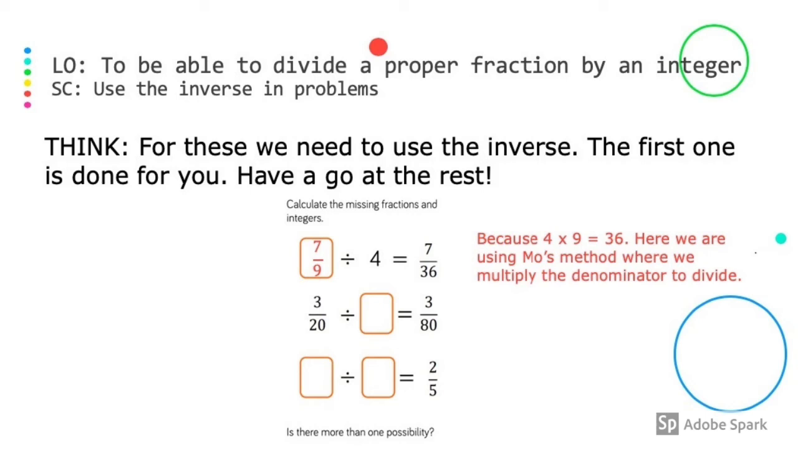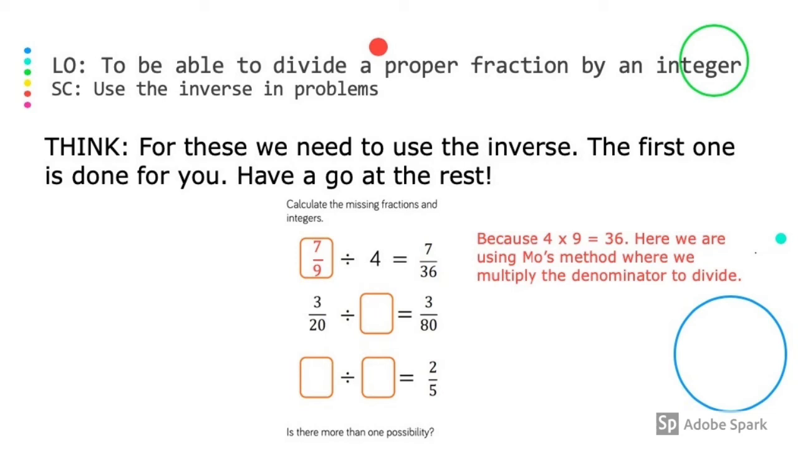Here we've got a missing fraction and we're dividing it by 4 to get 7/36. Now we know that our fraction needs to be 7/9 because 4 times 9 equals 36. Here we're using Mo's method where we multiply the denominator to divide. So can you see that the numerator, 7, stays the same and 9 is multiplied by 4 to get 36.